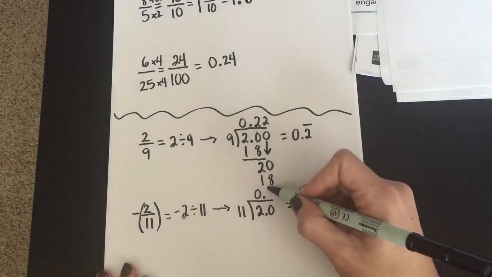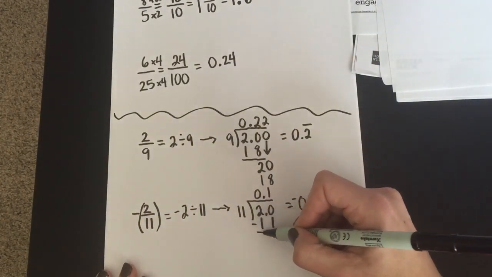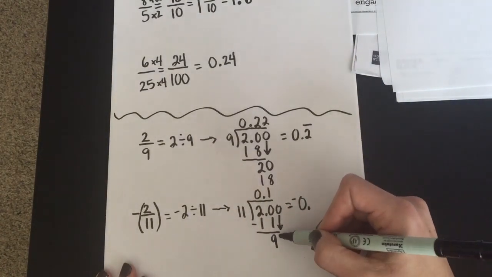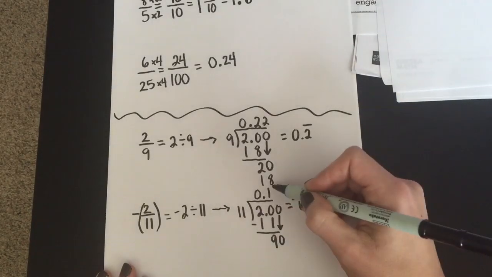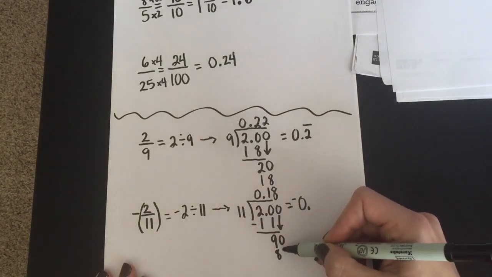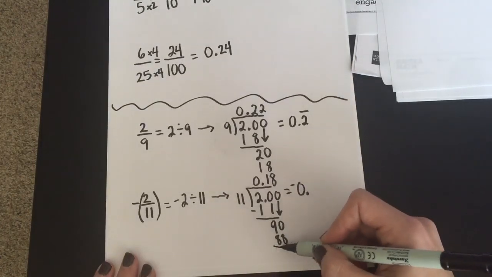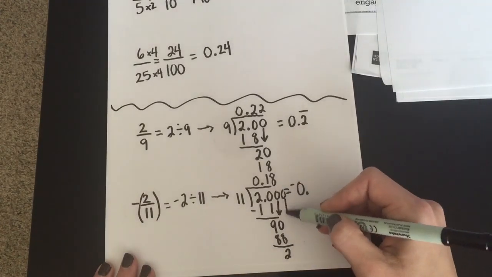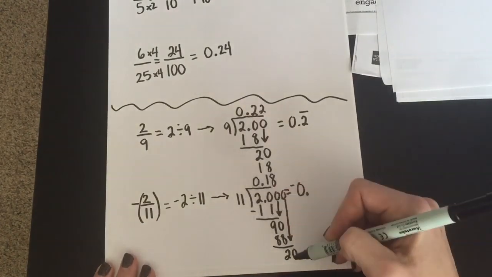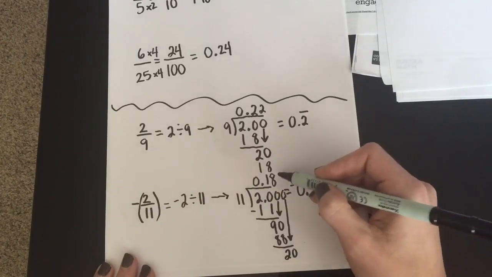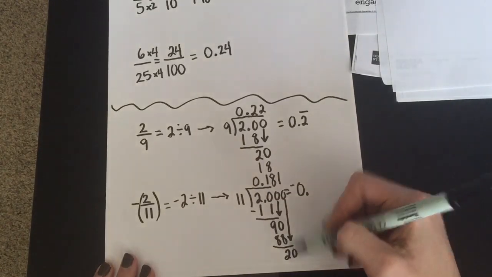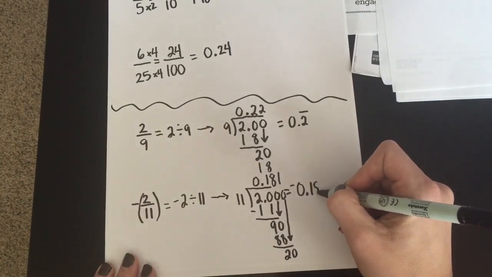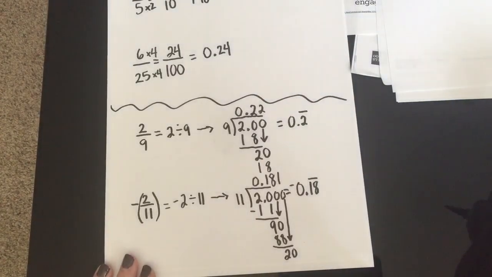But 11 goes into 20 once. And 20 minus 11 is 9. Add a 0, bring it down. 11 goes into 90 8 times because that's 88. 90 minus 88 is 2. Oh, we're getting that 2 again. And we're getting 11 goes into 20 one time. We'll get 11. So we're going to end up repeating. We're getting a pattern. So the digits that are repeating are the 1 and the 8. So those are the only 2 digits we need to write down with the repeating bar.